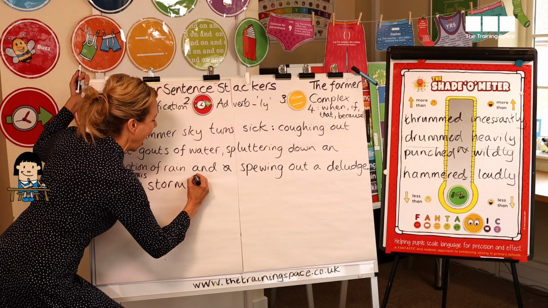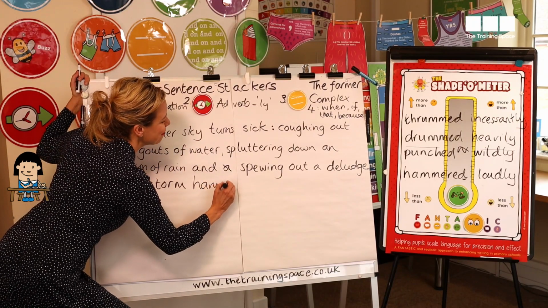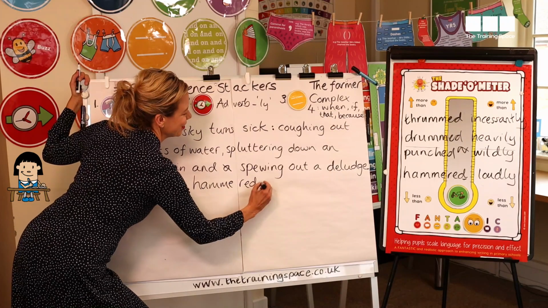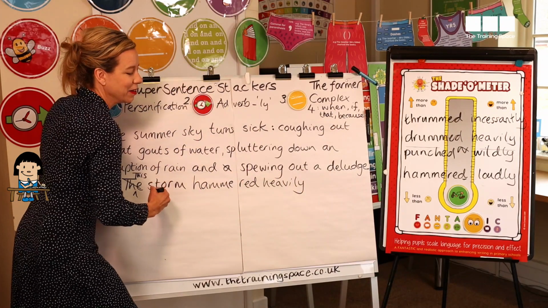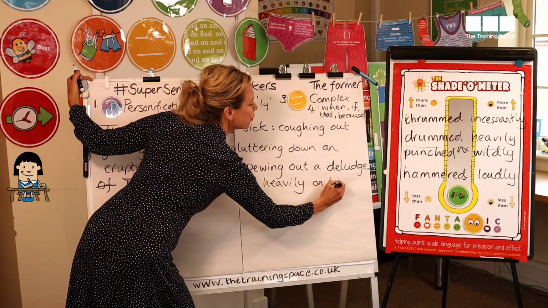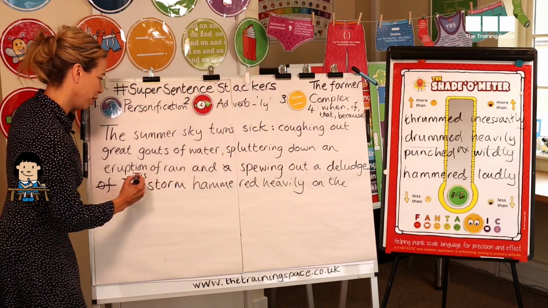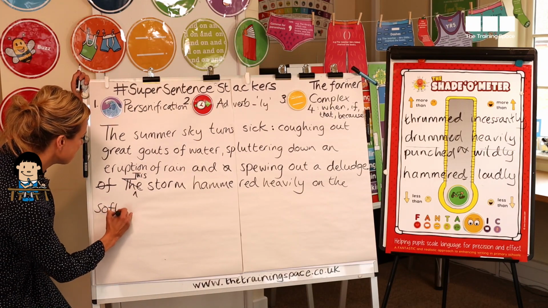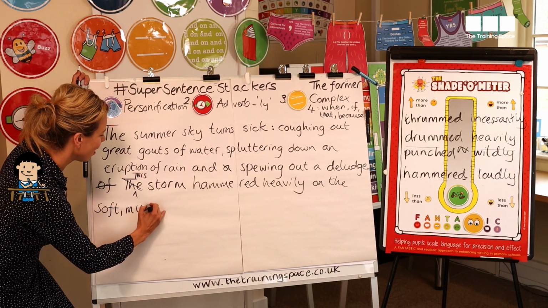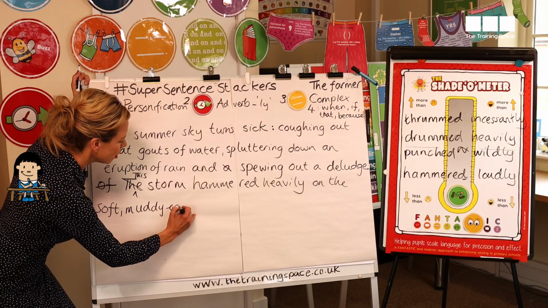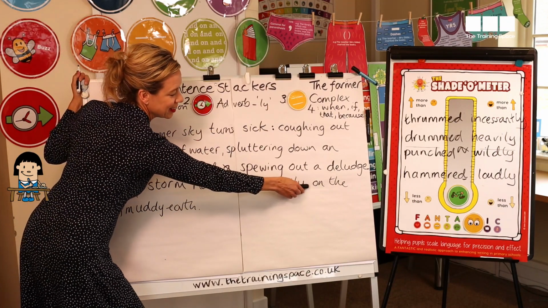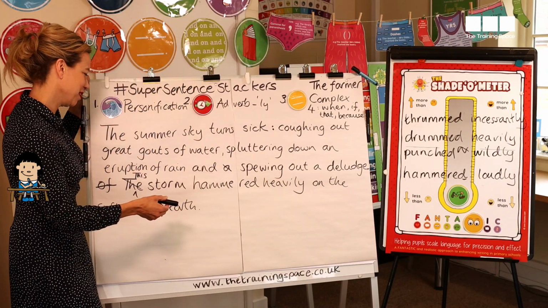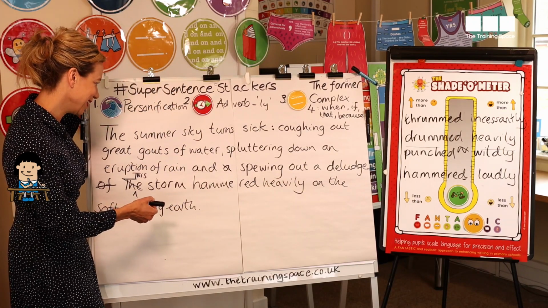This storm hammered heavily. Oh, that's good. This storm hammered heavily on the soft, muddy earth. Soft, muddy earth. Do you remember what I said about this green arrow meant that this can move? I'm going to try it in some different places.